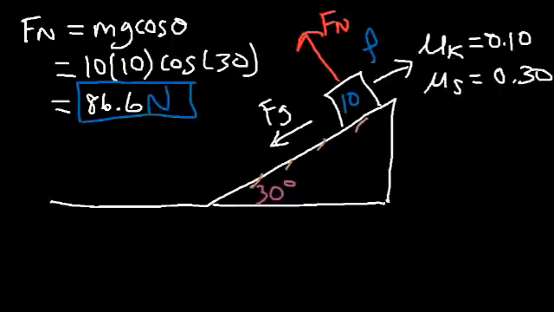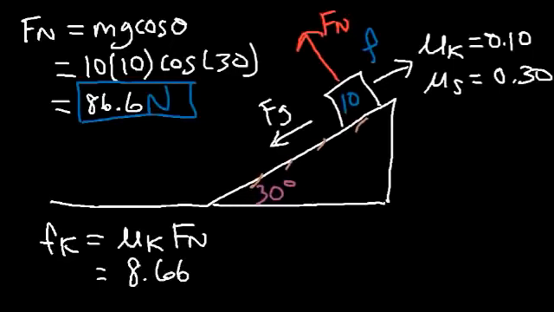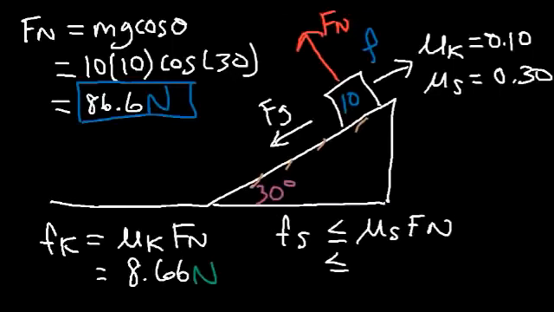So with that, we could find Fk and Fs. So Fk is equal to mu k times the normal force. So that's going to be 0.10 times 86.6, which is about 8.66 newtons. And the static frictional force is less than or equal to mu s times the normal force. So that's 0.30 times 86.6, which is about 25.98 newtons.